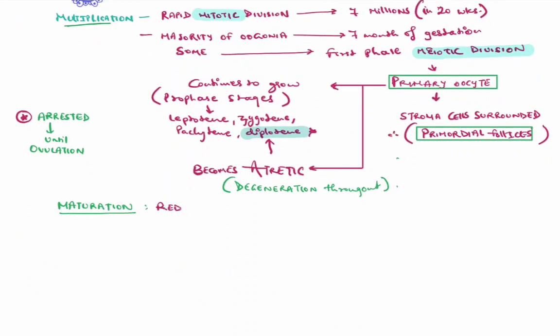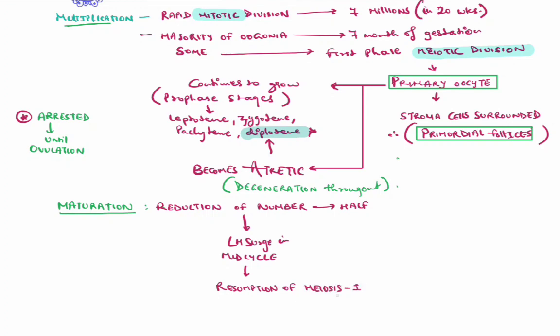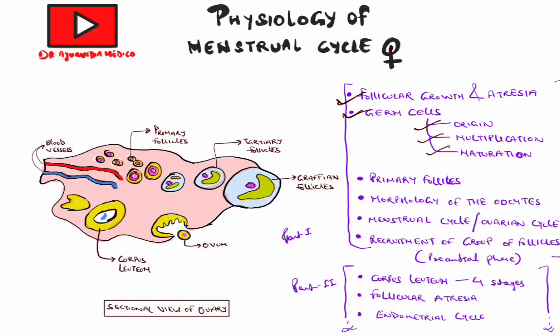We have talked about origin and multiplication, and now what is maturation? Reduction of the number of chromosomes to half occurs due to the LH surge in mid-cycle. Resumption of meiosis 1 occurs when there is the LH surge in the cycle of 28 days. Then the primary oocyte gets converted into a secondary oocyte with the production of 1 polar body.